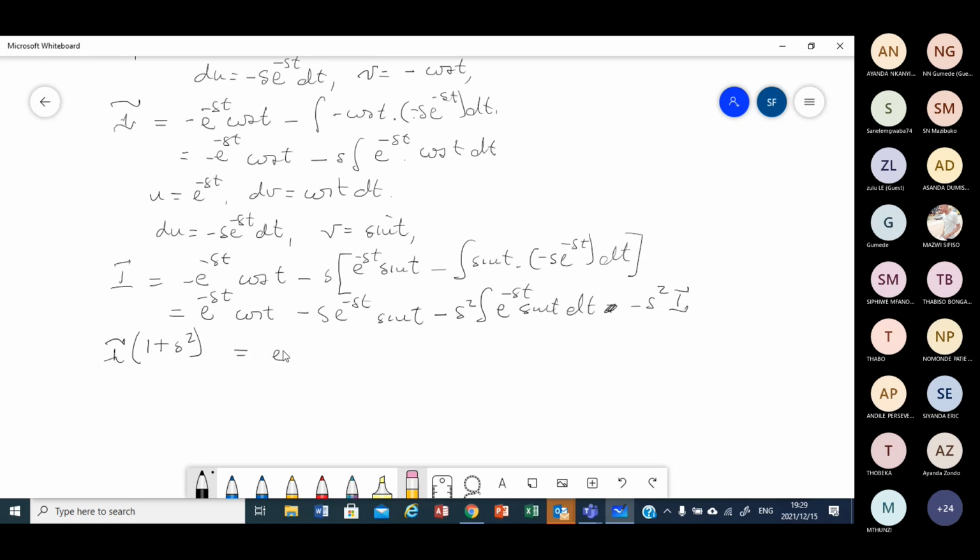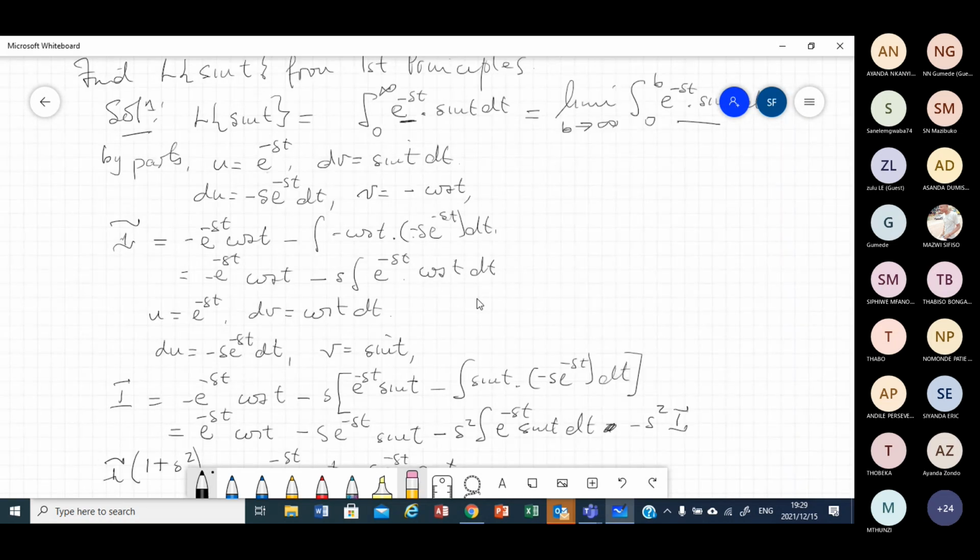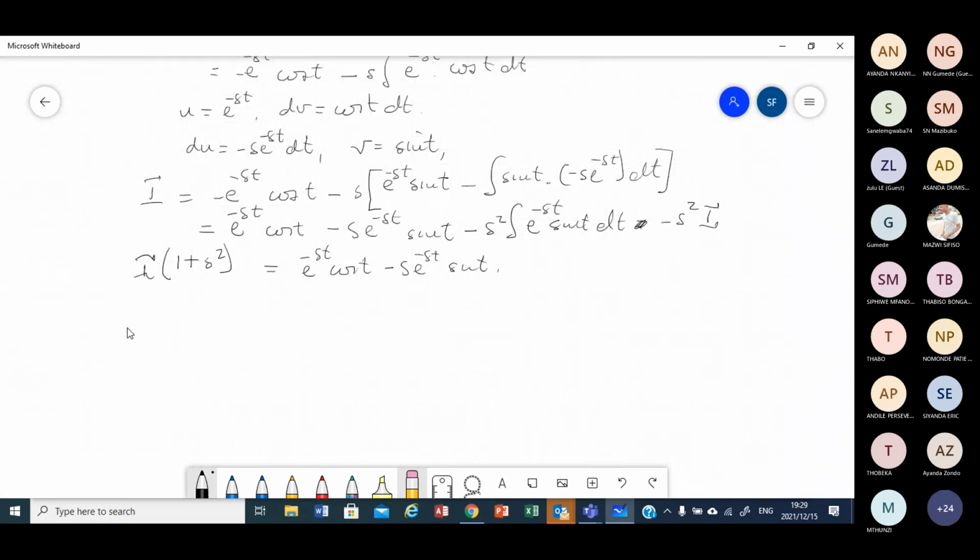This becomes e to the minus st cos t, minus s e to the minus st sine t. As I will move out, there was a limit in front. Therefore, mind you, the Laplace of sine t is equal to the limit as b goes to infinity of what? Of what I've integrated now.